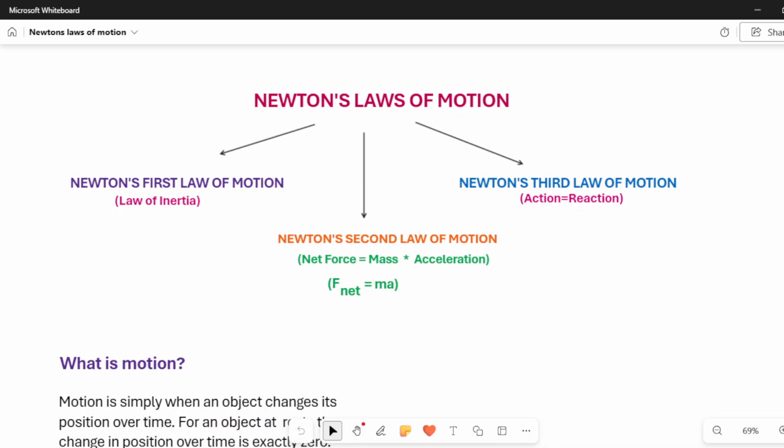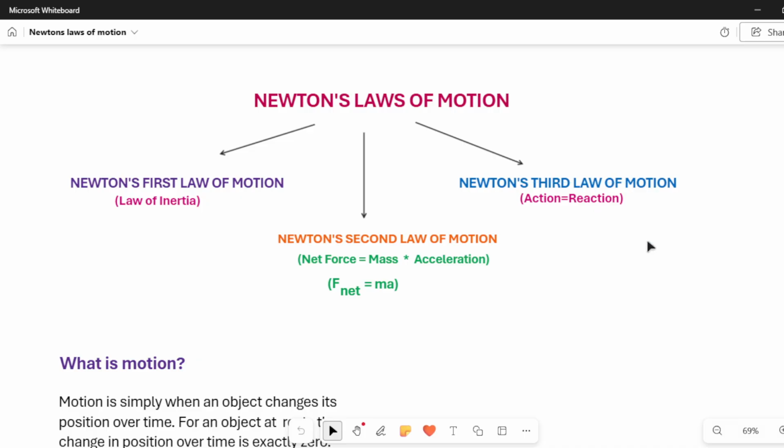So today we are going to discuss Newton's laws of motion. Newton stated three laws. That is Newton's first law of motion, which is also called the law of inertia. Newton's second law of motion states the net force is equal to mass times acceleration. And Newton's third law of motion states for every action there is an equal and opposite reaction.